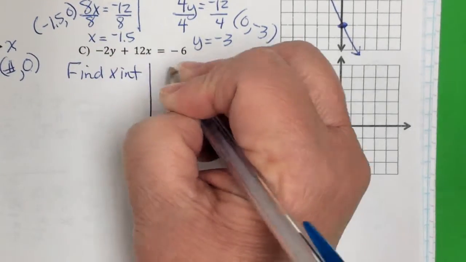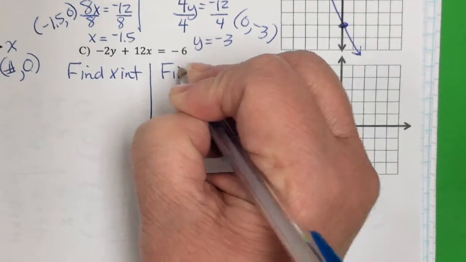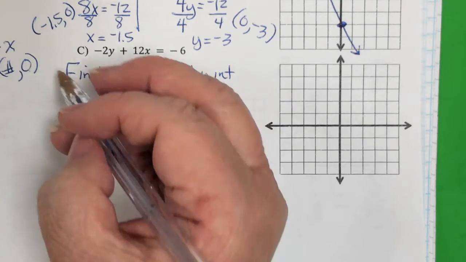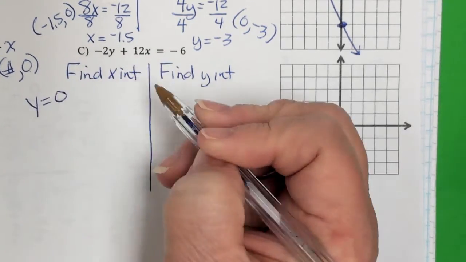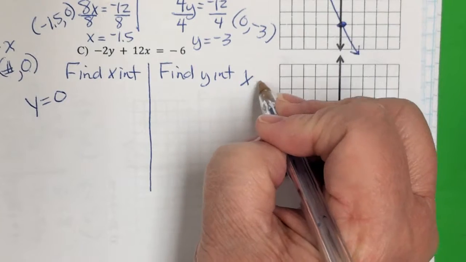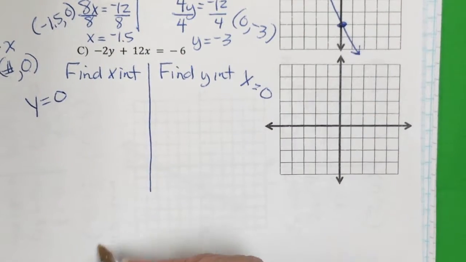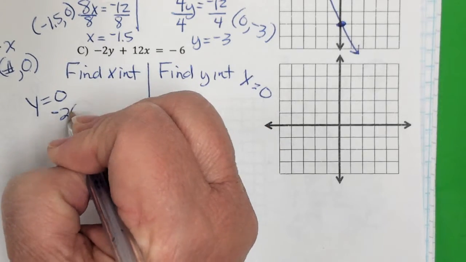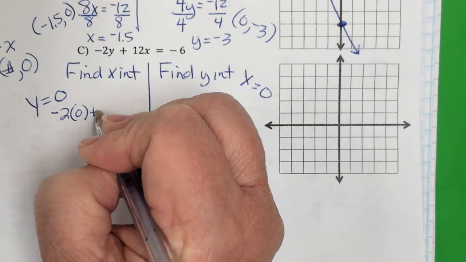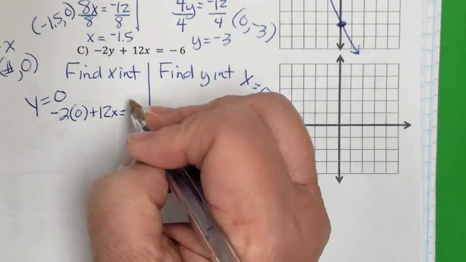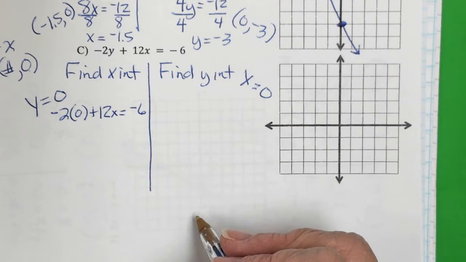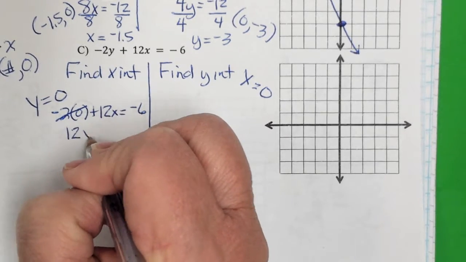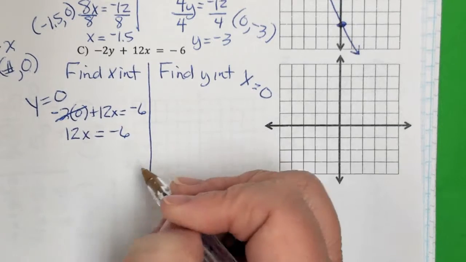Let's give myself a little bit more room here. Remember, to find the x-intercept, we've got to use y equals 0. To find the y-intercept, we're going to use x equals 0. All right, let's take care of the x-intercept first. Negative 2 times 0 plus 12x equals negative 6. Well, negative 2 times 0 is 0. That leaves me 12x equals negative 6.